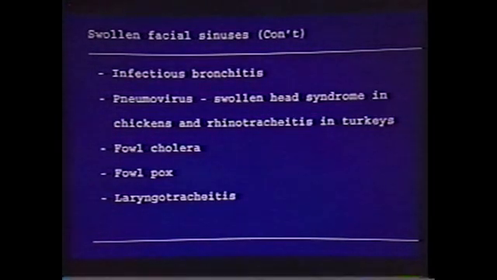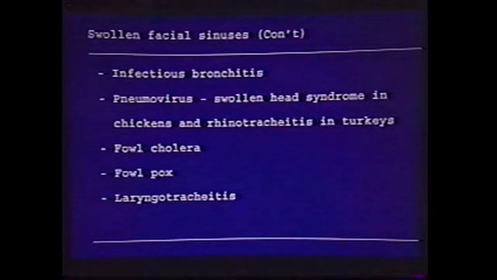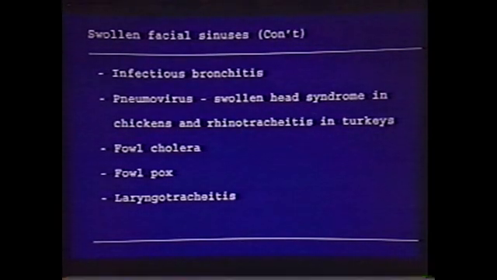Here is fowl cholera bacteria, pox, and laryngeal pox. When it comes, the wet form in the sinus can also cause a swollen sinus. A mild form of laryngotracheitis virus infection can also cause a swollen sinus. So regardless of the agent, it seems the sinuses will be swollen in so many respiratory diseases.